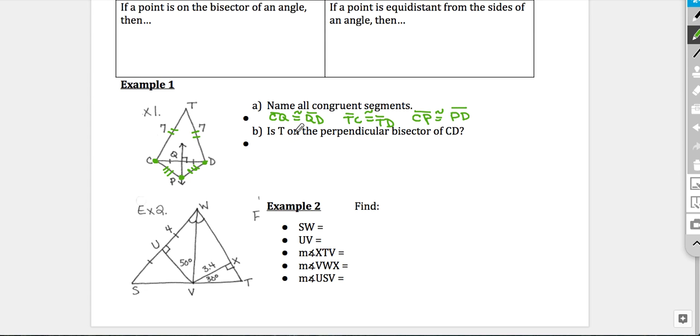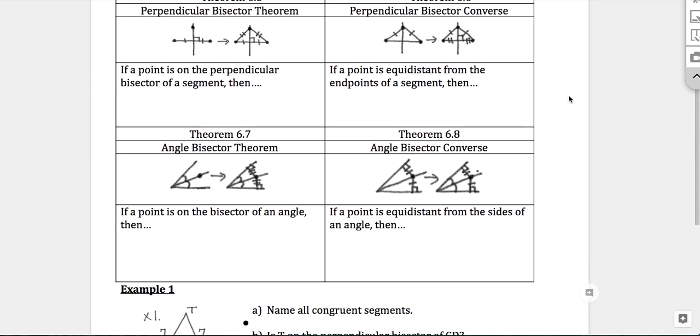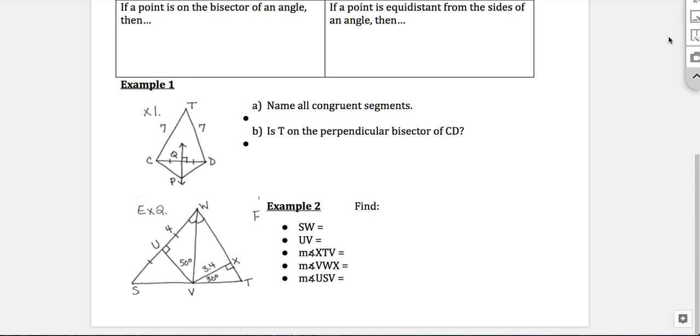So is T on the perpendicular bisector of CD? So if we extended this line, would T be on it? So what we have is that TC is 7 and TD is 7. So since those two segments are congruent to each other, they're the same measure, that means that point T is on the bisector. And that is by theorem 6.6, the perpendicular bisector converse.